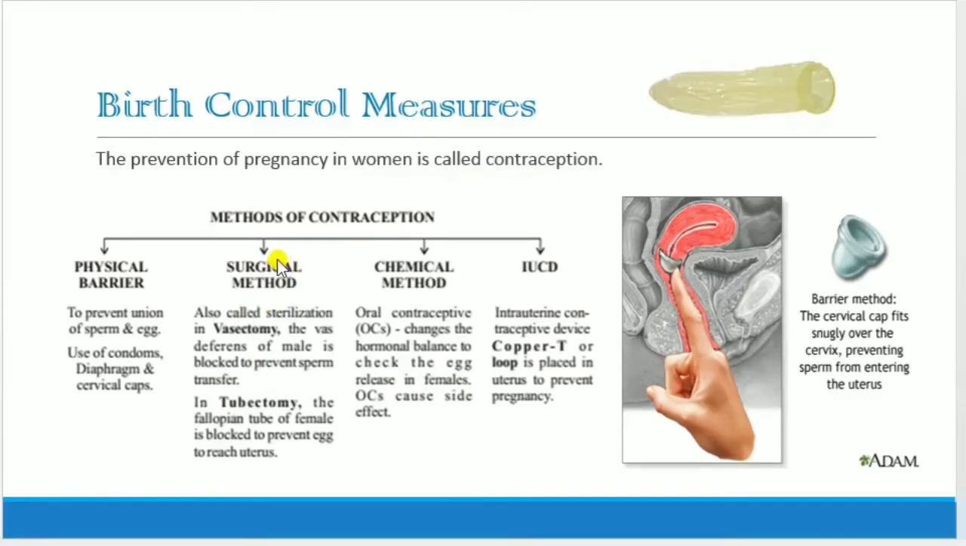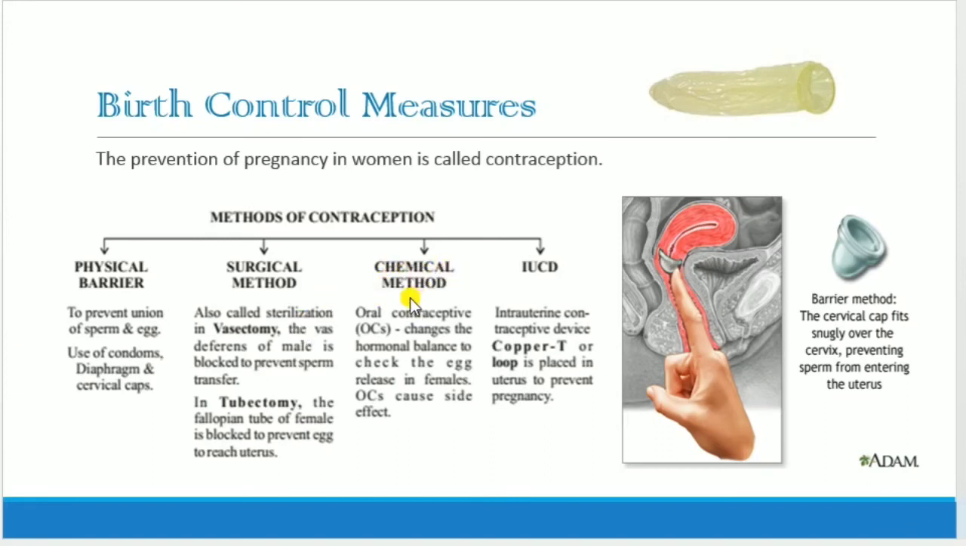Okay. So next is surgical method, and in this method, the vas deferens or sperm duct in male and fallopian tube or oviduct in female is blocked or removed or just cut and tied, so that whatever sperm and ovum are produced will not pass through it. This can be done in both male and female. If vas deferens is blocked or removed, it is called vasectomy in male, and in female it is called tubectomy. And this is a kind of permanent method of contraception.